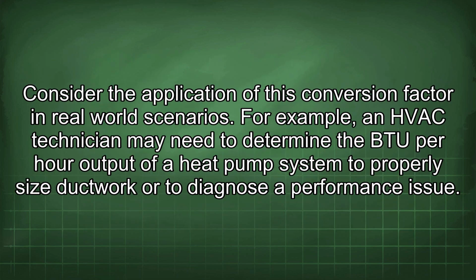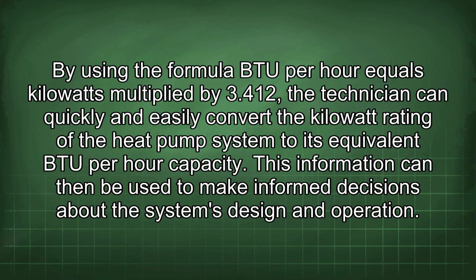Consider the application of this conversion factor in real-world scenarios. For example, an HVAC technician may need to determine the BTU per hour output of a heat pump system to properly size ductwork or to diagnose a performance issue. By using the formula BTU per hour equals kilowatts multiplied by 3.412, the technician can quickly and easily convert the kilowatt rating of the heat pump system to its equivalent BTU per hour capacity. This information can then be used to make informed decisions about the system's design and operation.